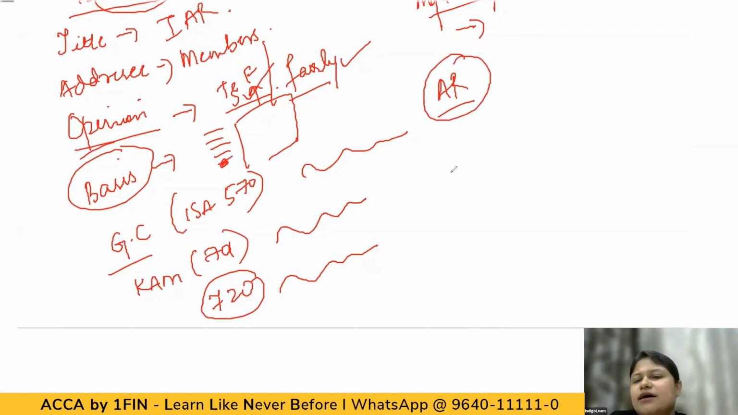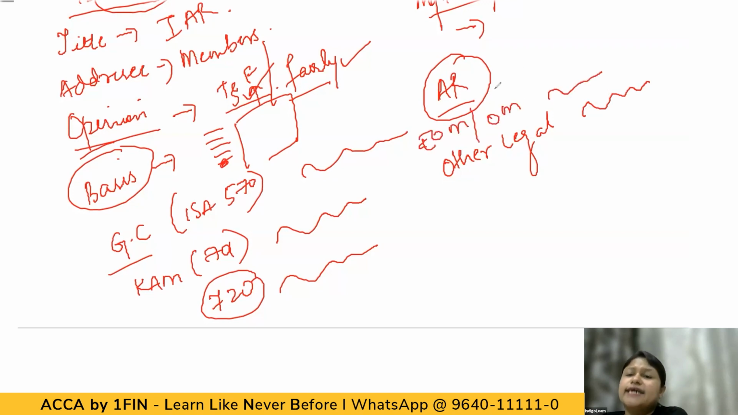Then you'll have other legal and regulatory requirements. This depends upon the entity that you're doing the audit of. For example, in India, we have the Companies Act. So when you do the company audit, the Companies Act also requires you to provide some additional reporting that you do in other legal and regulatory requirements. Apart from that, there could be paragraphs like EOM and OM paragraphs, which could also be included for providing additional audit information. Then you will have the name of the firm, signature of the firm, date and place.